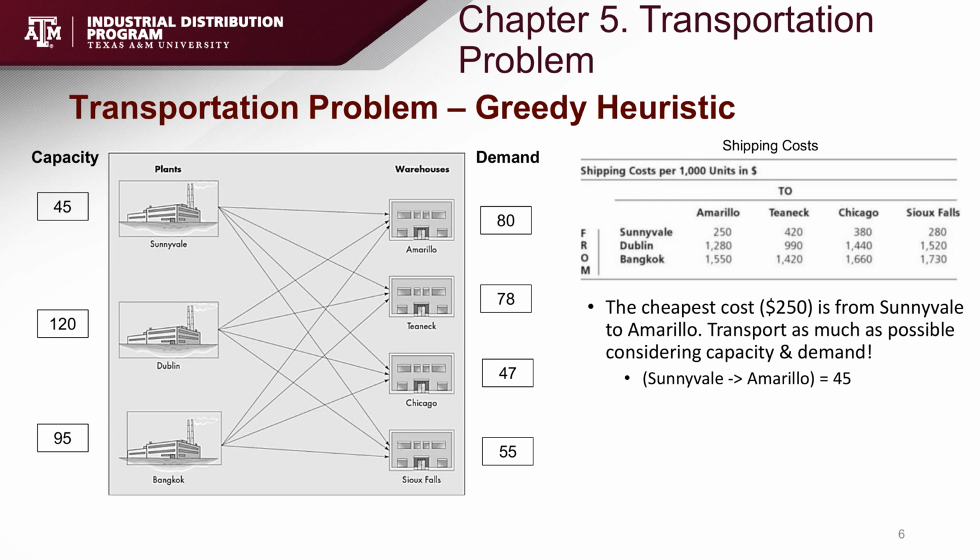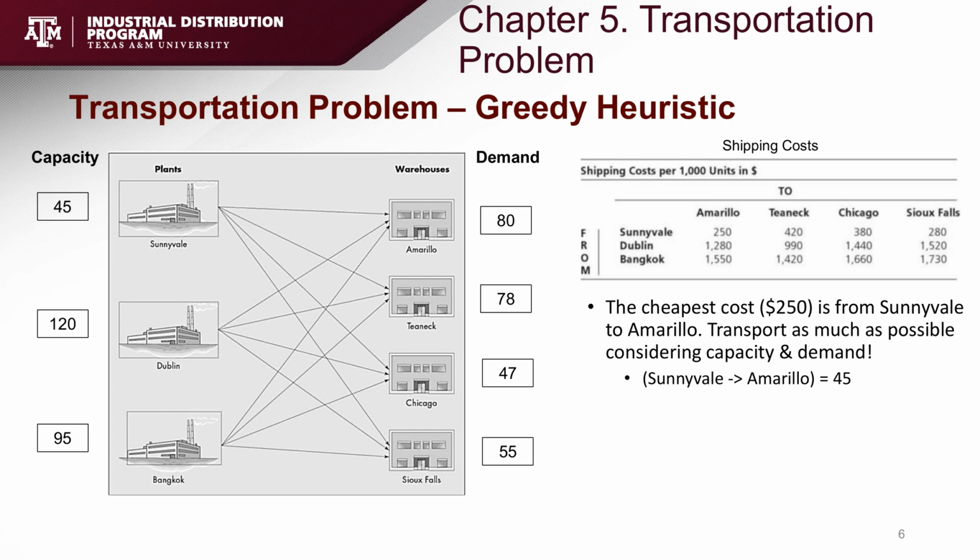Scan the cost grid, find the absolute cheapest route available, and ship as much as you can there. Then you cross off the plant or warehouse that is maxed out and just repeat the process. It is greedy because it only looks at the immediate best move and doesn't plan ahead for the global minimum.